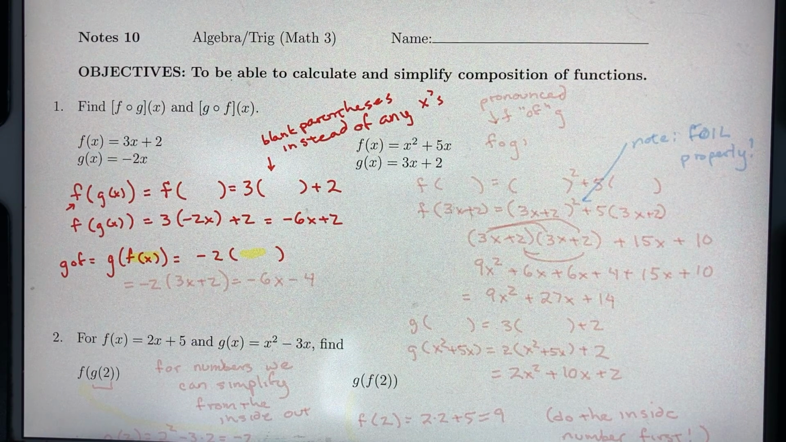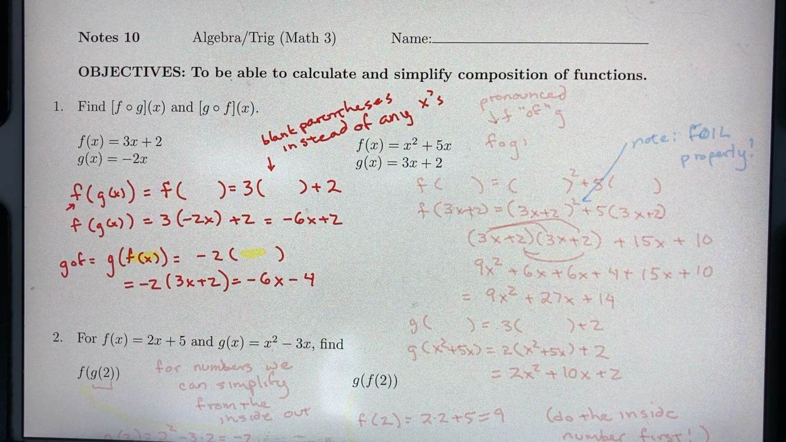g has the template this time. f goes inside. So negative 2, what is f of x? 3x plus 2. Is this the same thing? Not quite. If you distribute the negative 2, it turns out to be negative 6x minus 4 instead. Not quite the same thing. f of g and g of f don't turn out to be equal most of the time.